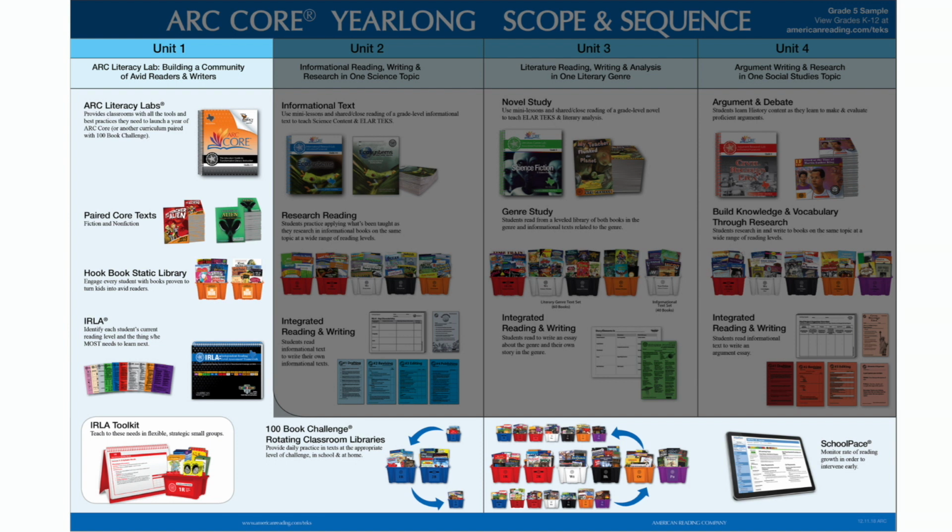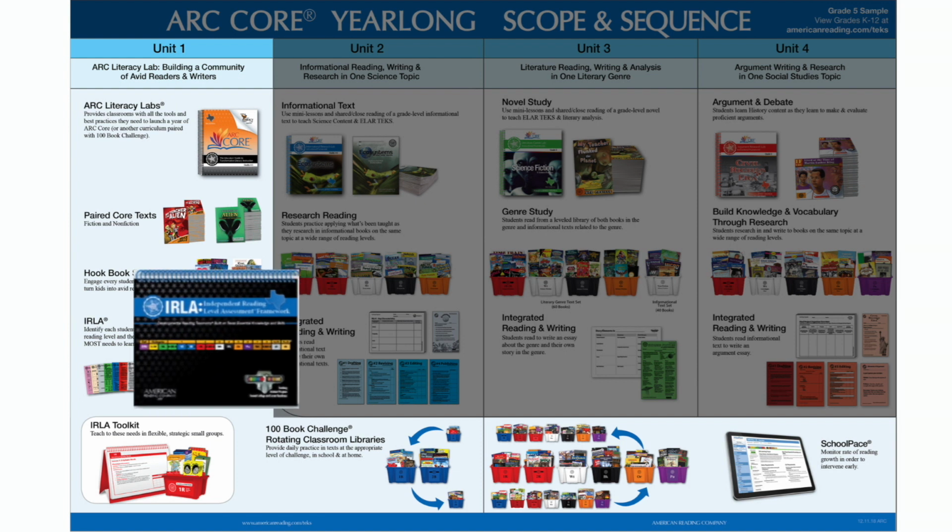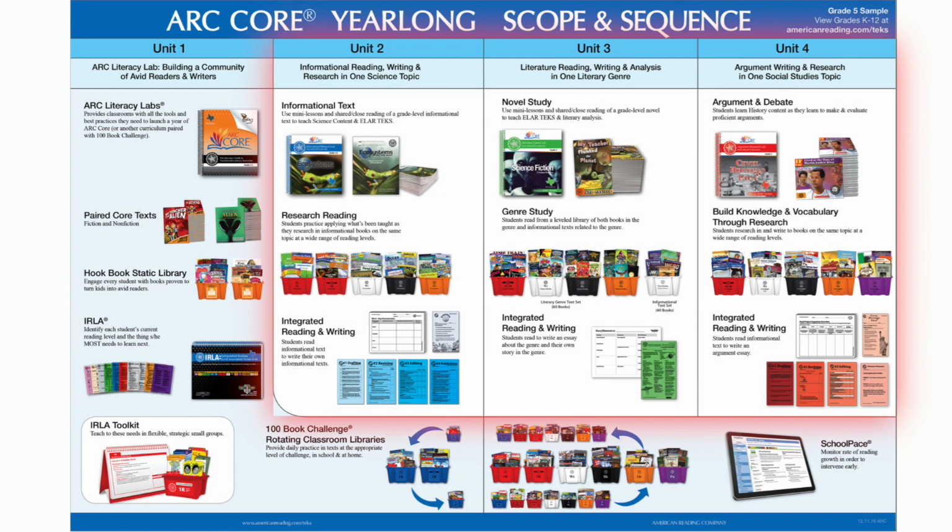One of the first priorities for the school year is to determine students' initial reading levels using the Independent Reading Level Assessment, or IRLA. We'll look more at the IRLA and accompanying toolkits a little bit later. Units 2 through 4 focus on the reading and writing skills students need to be proficient authors.